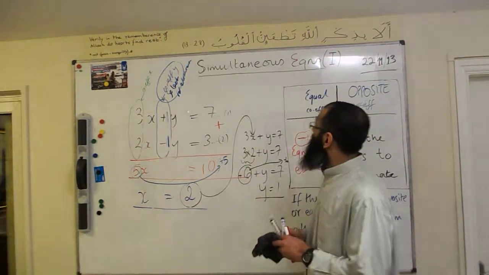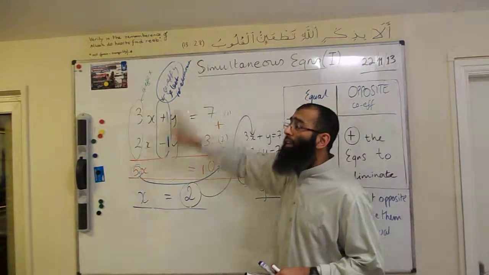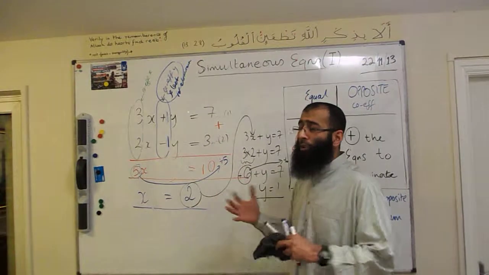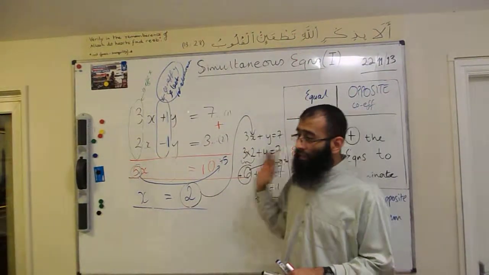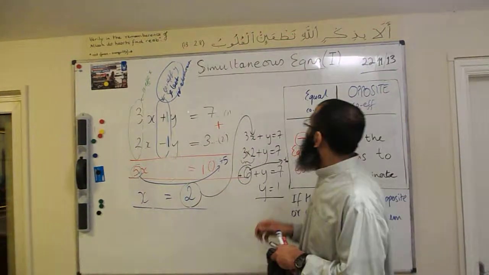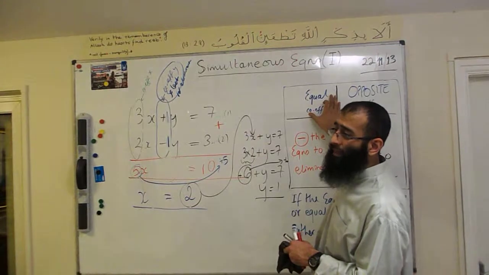This is called equation type 1. Here the coefficients are already opposite or equal, and we don't need to do any other manipulation apart from add or minus. Please join us again in another video, where we'll be looking at equal coefficients and how we deal with those.